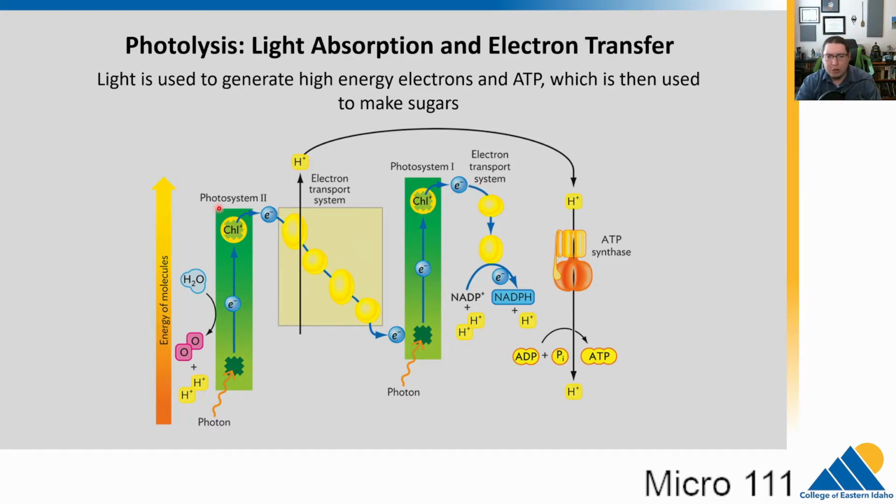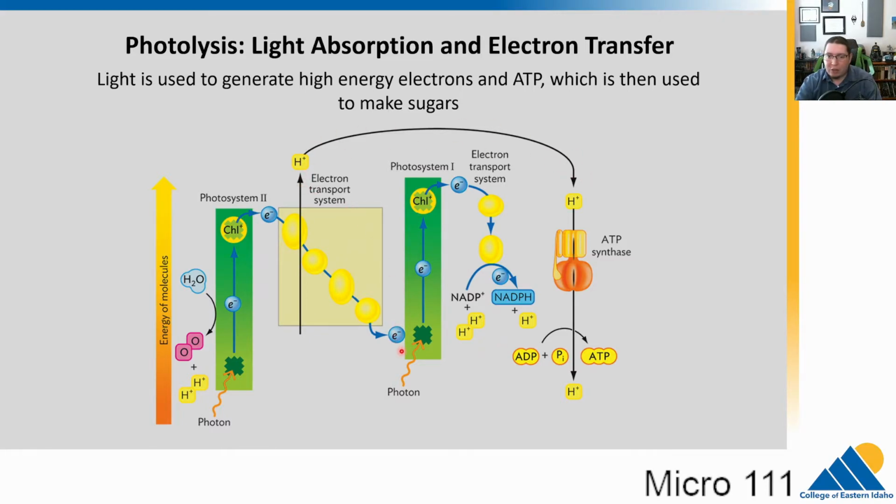I don't need you to memorize this. I just want you to know that water goes in and we have these electrons. Light hits what we call a photosystem in the chloroplast. That excites the electrons that we've stolen from water. They go up to a higher energy state and go through an electron transport system that is going to create a hydrogen ion gradient. Sound familiar?